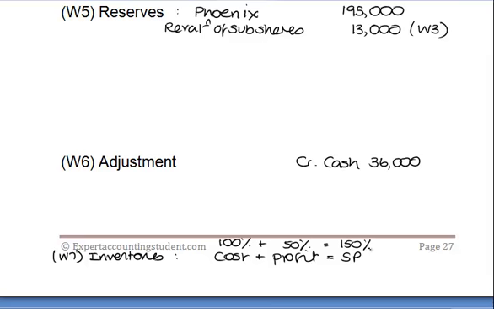At the 31st of December, this should say Phoenix has 9 million. So apologies for that. That should say that Phoenix has 9 million of these in inventories because Acqn sold the goods to Phoenix.